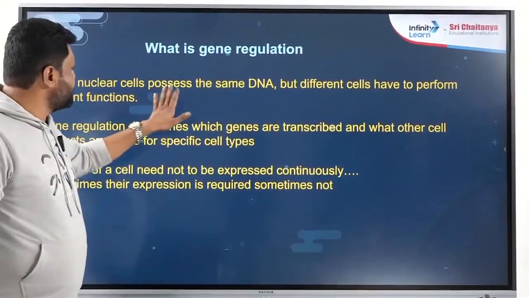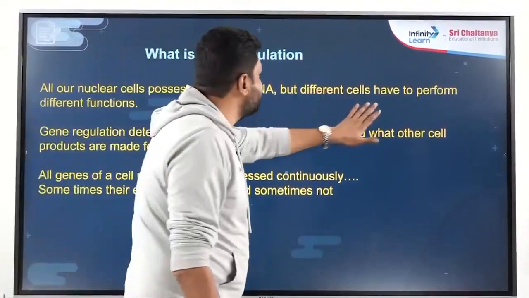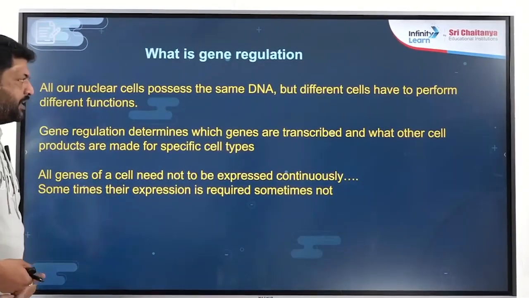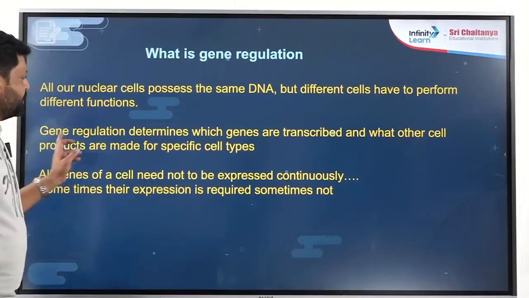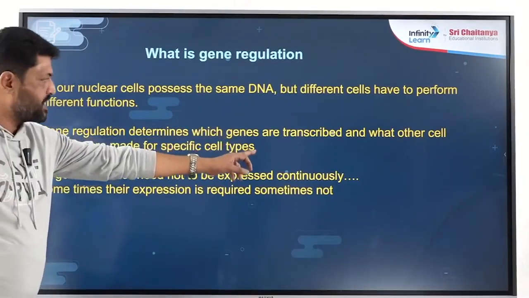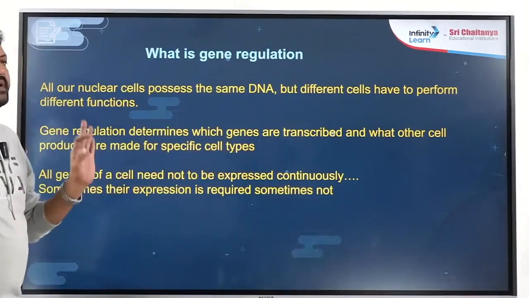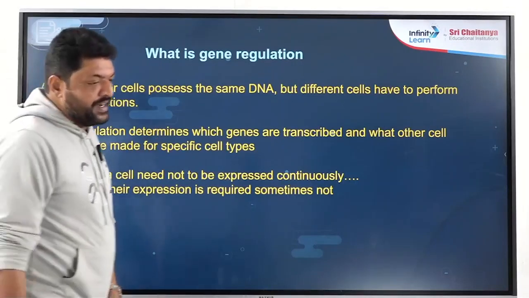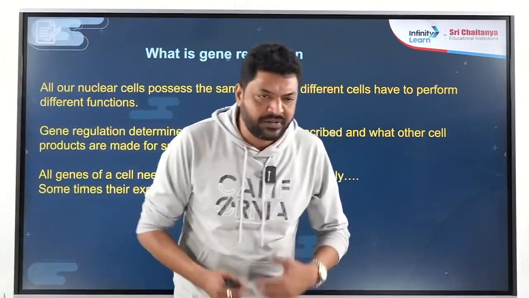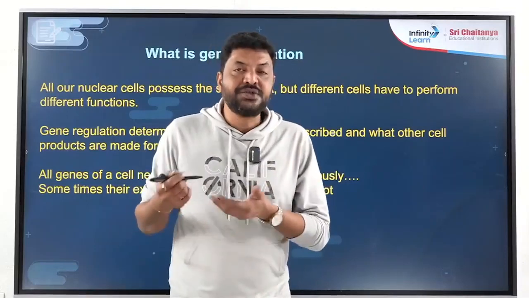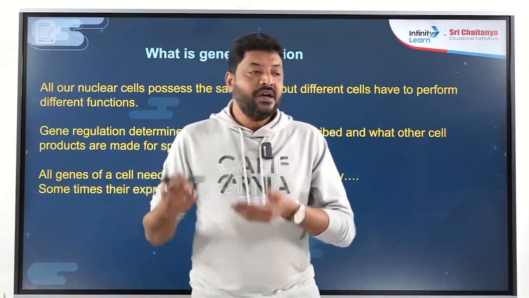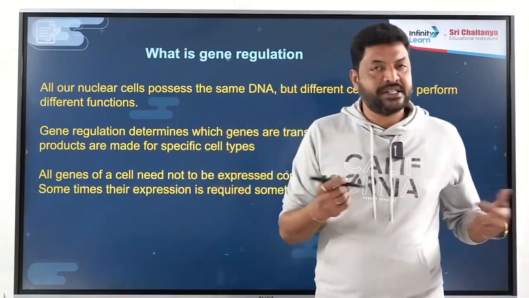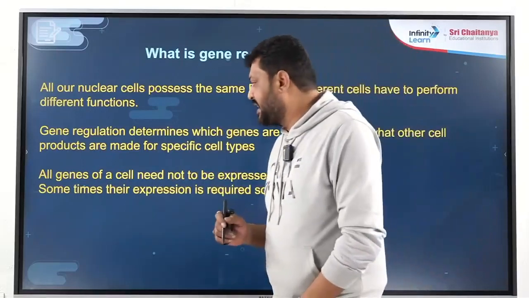Clear? All nuclear cells possess the same DNA, but different cells have different functions. Was it clear? The particular gene in different tissue works in a different way. Gene regulation determines which genes have to be transcribed and which genes have to be stopped. So products are produced by a specific cell type. It means that all cells of the body may have the same genes, but tissue specificity will be there for every gene. Particular genes will be expressed in that tissue, and in the other tissue the gene will not express. So that is the main concept of gene regulation.